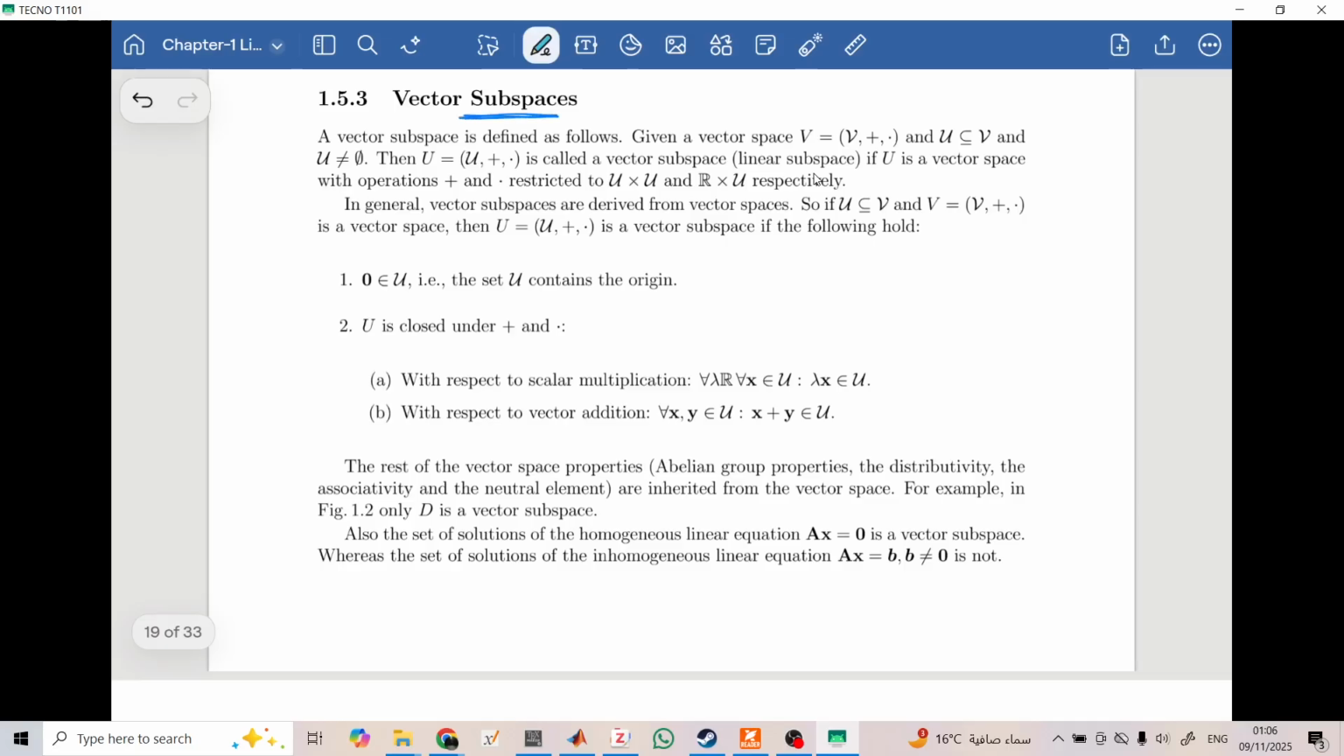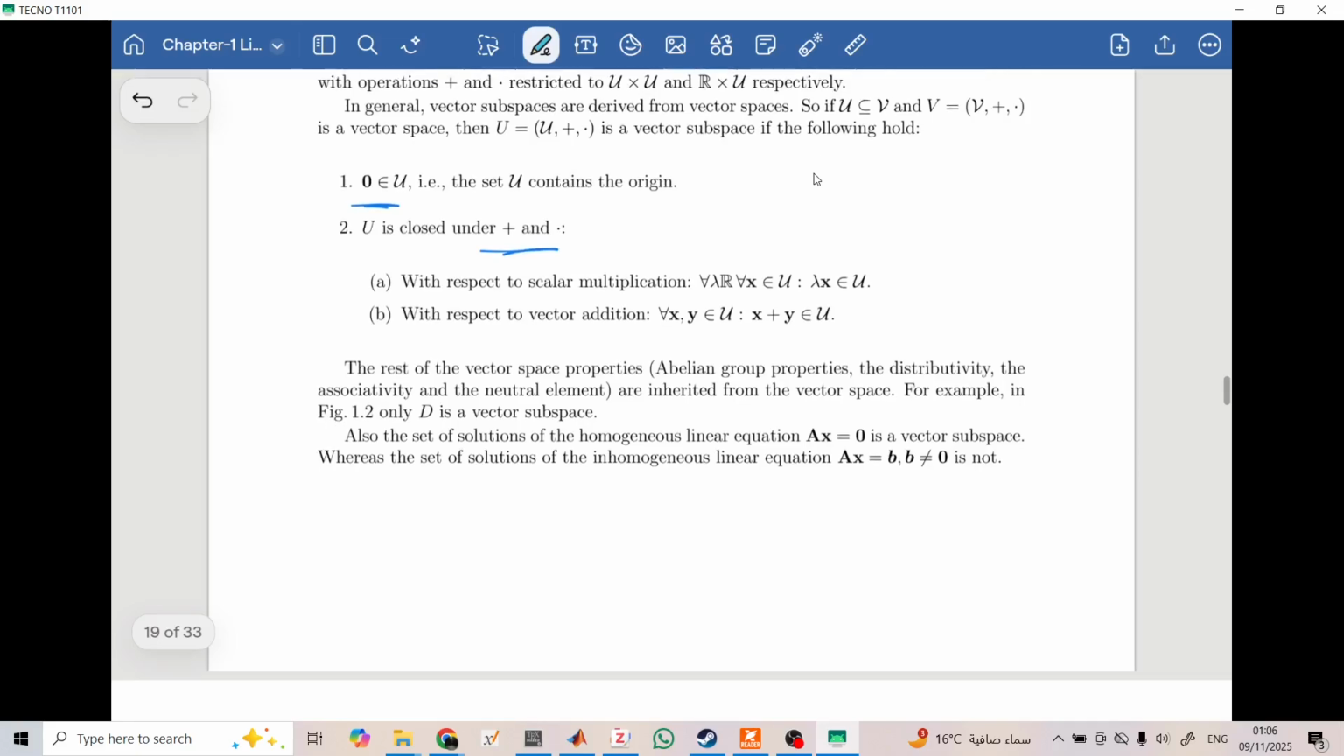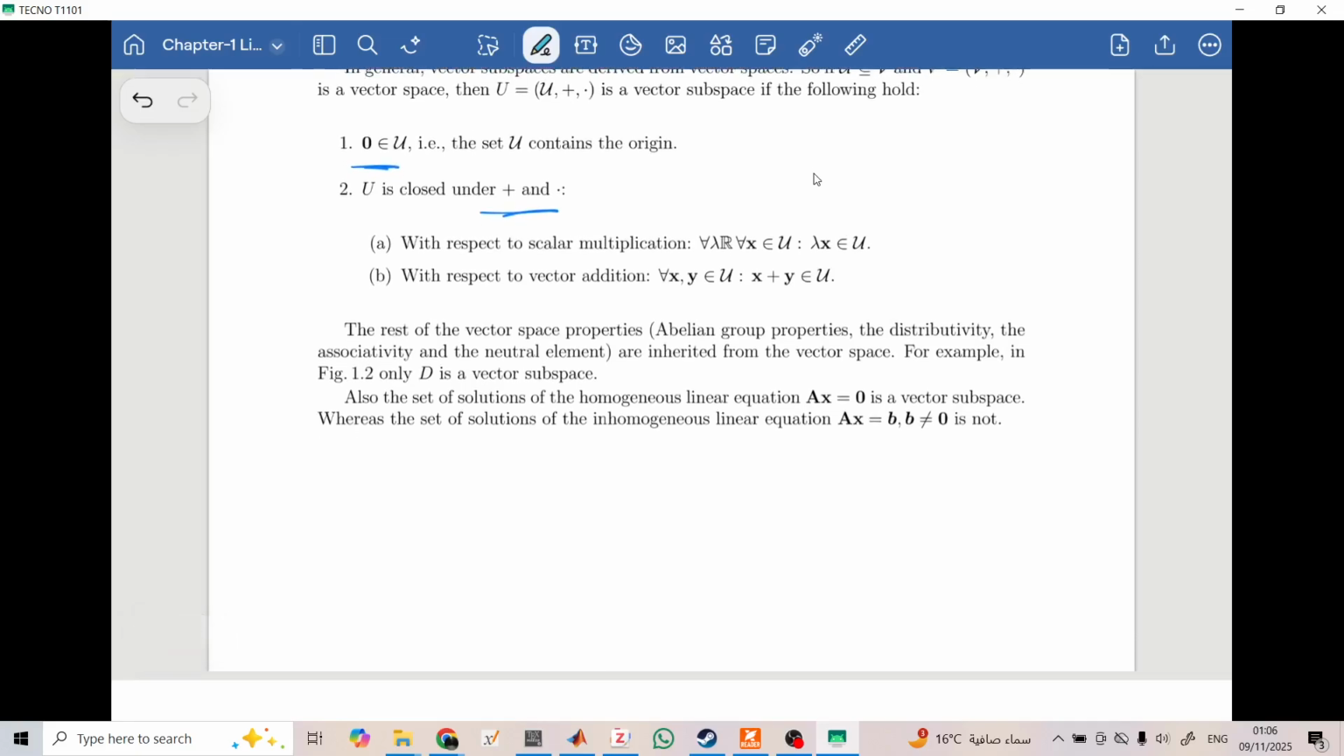Now we move on to discuss subspaces. Subspaces are special kinds of vector spaces that contain the origin, and of course they are closed under addition and multiplication. They inherit all the properties of the vector space. So they must be closed under addition and multiplication, as we said, and those are given points A and B.